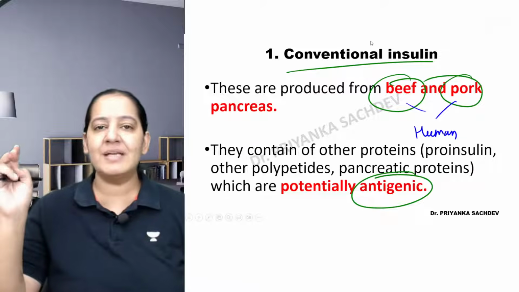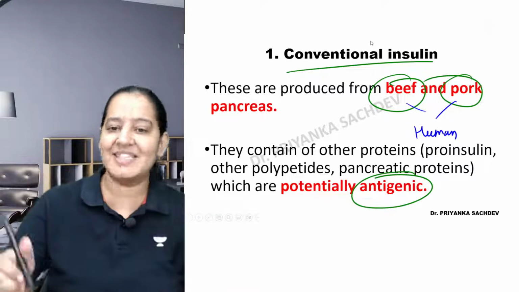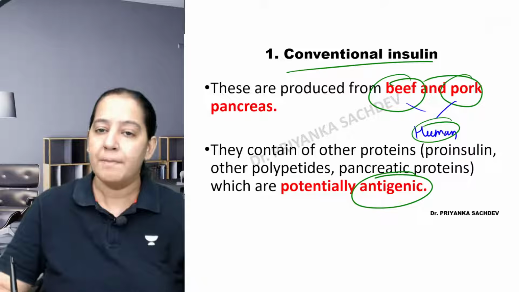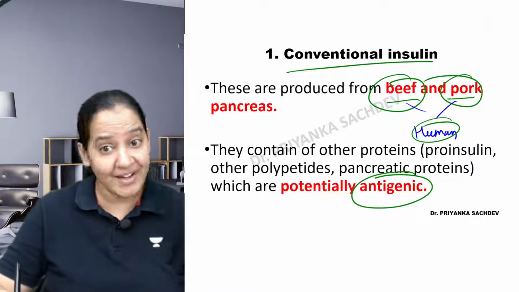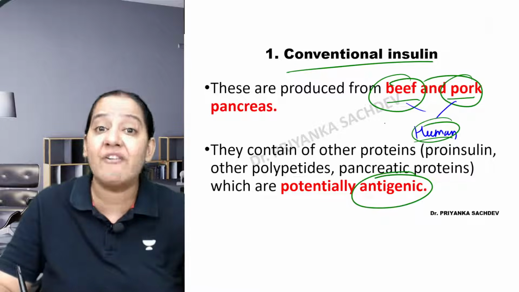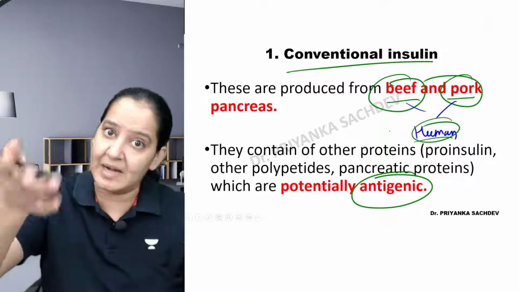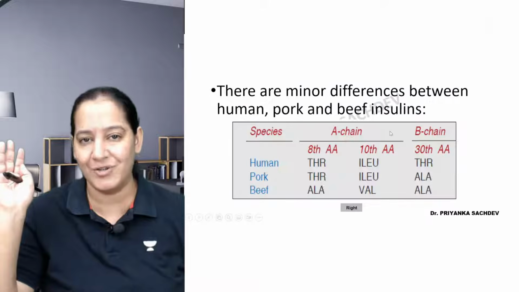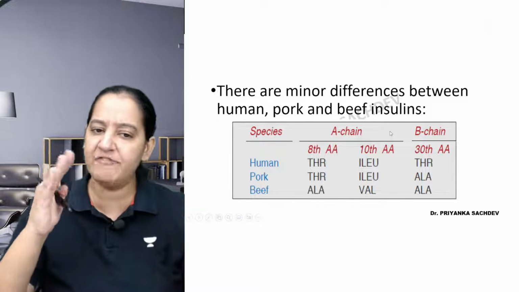Sachin, antigenic means that which is not self. I'm telling you now, if this insulin is exactly the same as that of human, it is non-antigenic. But there are some minute differences in them, although very minute, they are different from the normal human insulin. So the body will not consider this insulin as self. The body will consider it as foreign and form antibodies against that insulin. That is the meaning of antigenicity. You got it, Sachin? So what is the difference between beef, pork and human?